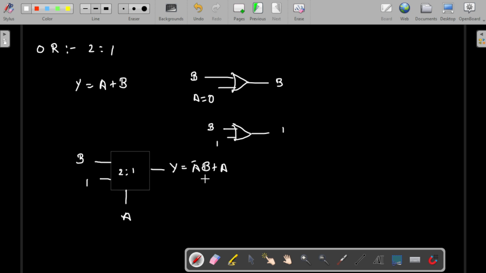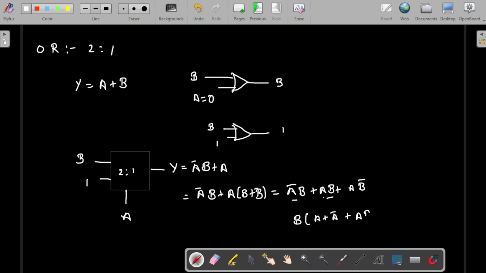So if we convert this into canonical form, AB plus A, B plus B bar. If we expand it, A bar B plus AB plus AB bar. Okay, so here we can take something common. Let's take B common. If we take B common, then it will be A plus A bar, which will be 1. So B plus AB bar. Here we are facing some difficulty to reduce it.